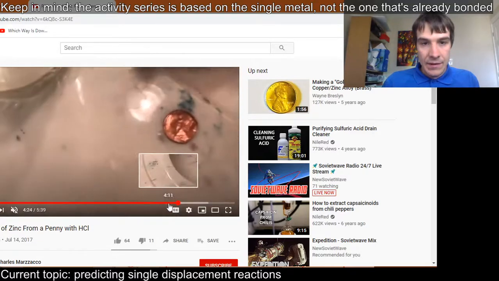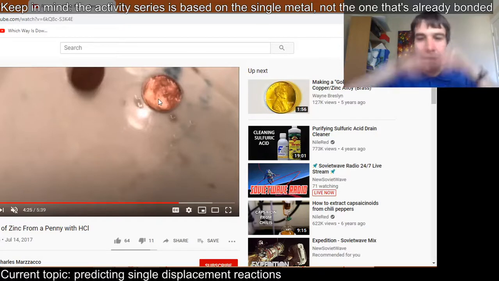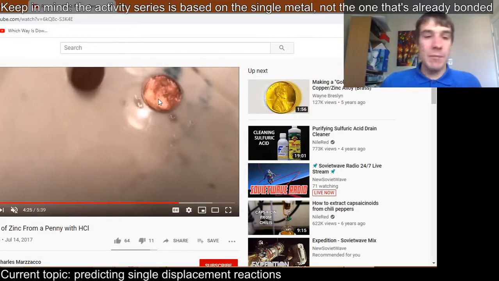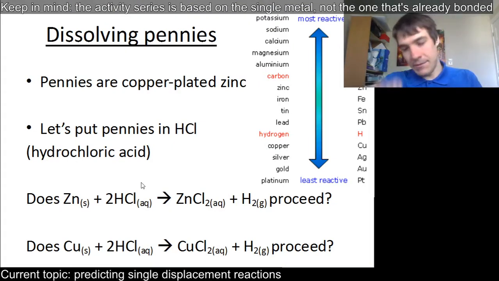Let's find that video again. Yeah, there we go. So the zinc came out of the center of the penny, but the copper shell has remained. And we predicted that. We predicted that the copper wouldn't dissolve, but the zinc will. So yeah, classic chemistry experiment that normally we do in class, but can't do it in class.